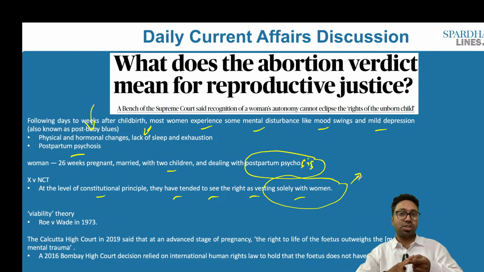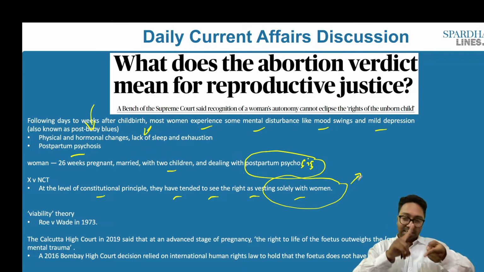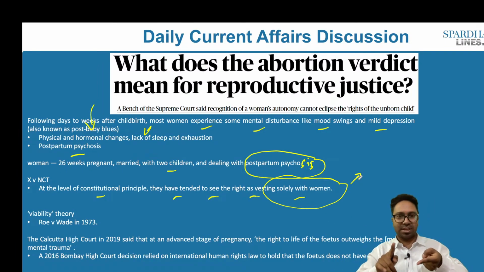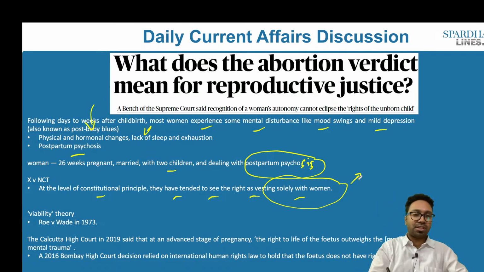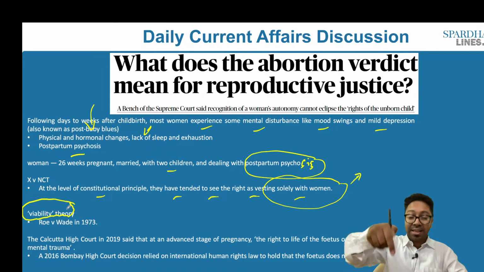So what happened in X versus NCT? The Supreme Court said, yes, women have the authority. It is her body. It is her authority. She would be able to decide whether she wants to abort the baby or not. But then the same is not being accepted in the present situation. So what is the argument made in the present situation? The argument is with respect to the viability theory. What is this concept of viability theory that has been proposed by the government, that has been accepted by the Supreme Court in the instant case?